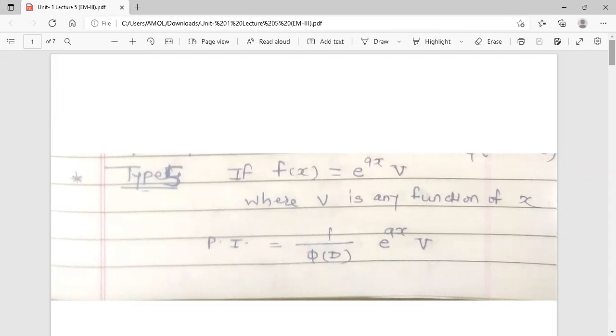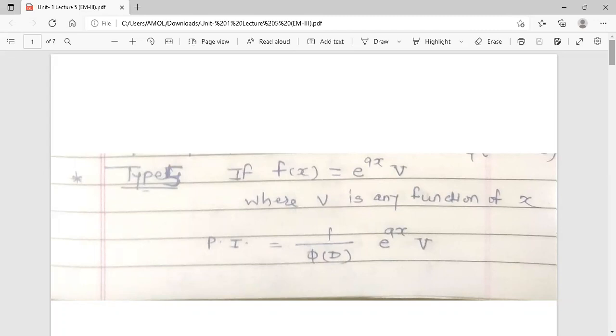Last lecture, we discussed case 3 and case 4 of the shortcut method. The shortcut method is used to find the particular integral, the remaining half of the solution of a linear differential equation with constant coefficients. Now we are going to discuss case 5, or type 5, when the function f of x is equal to e raised to ax into v. There is a product of two functions. One of them is exponential and the second function v is any function of x. Then in that case, how to find the PI?